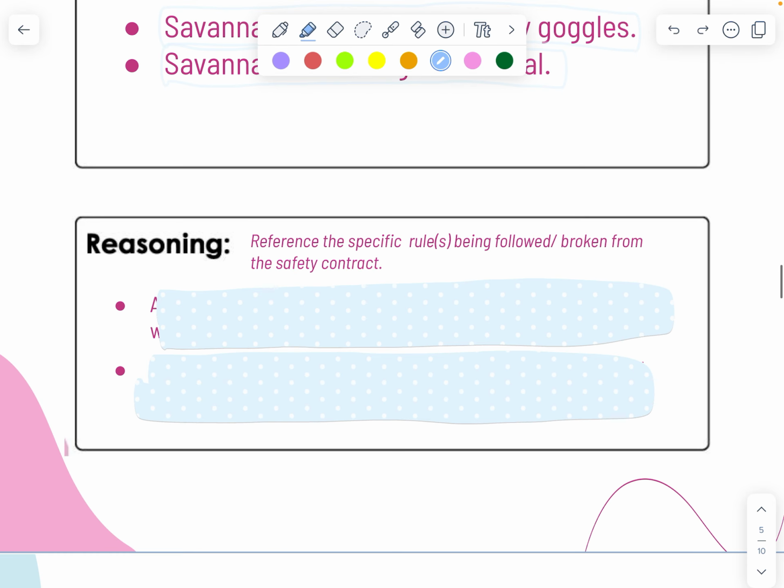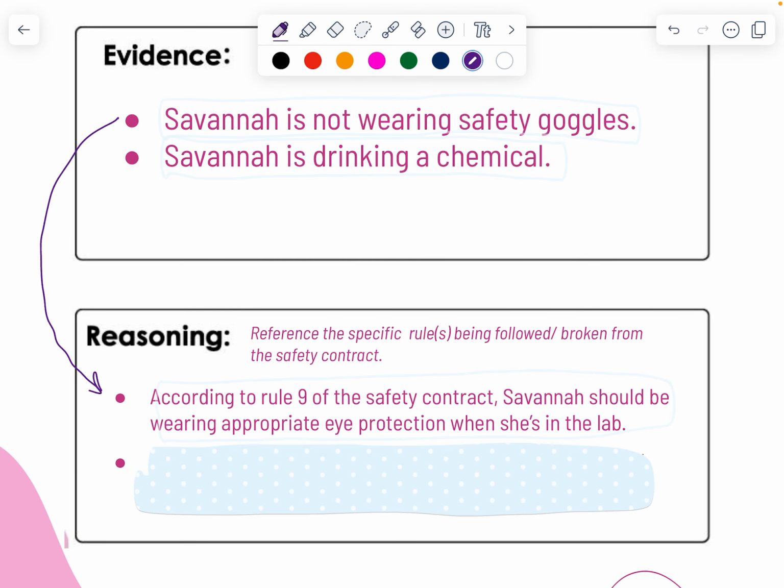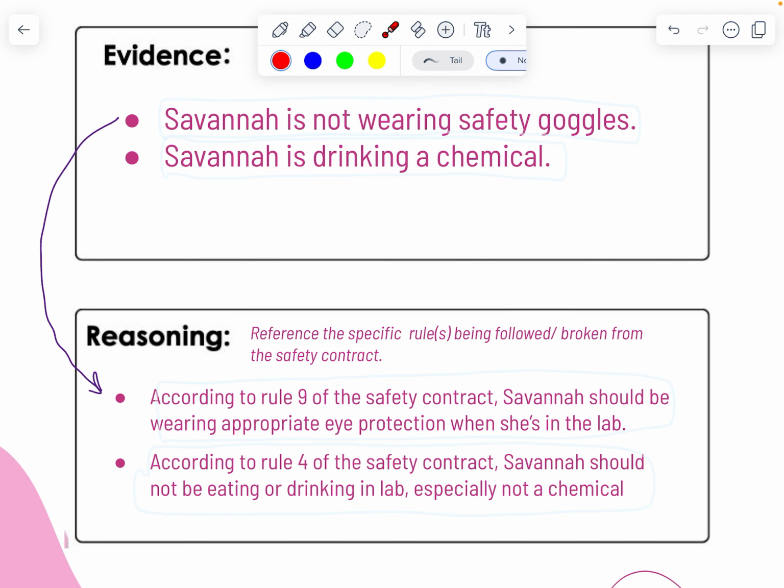And so then I can go through and list those, referencing my specific rule. So Savannah is not wearing safety goggles. Well, then that means, according to rule 9 of the safety contract, Savannah should be wearing appropriate eye protection when she's in the lab. So connecting how this evidence supports my claim that she is not being safe. And then Savannah is drinking a chemical. My reasoning there, according to rule 4 of the safety contract, Savannah should not be eating or drinking in the lab, especially not a chemical.